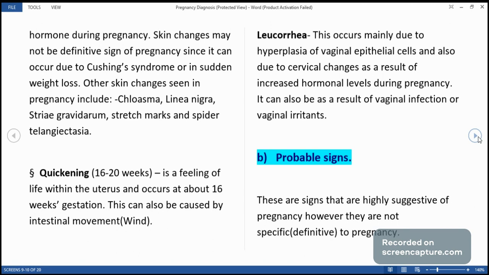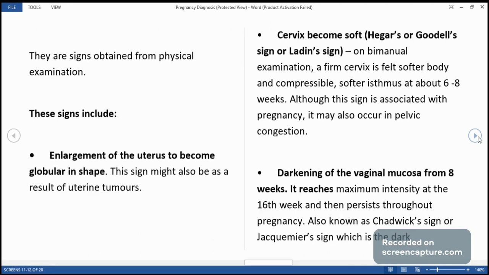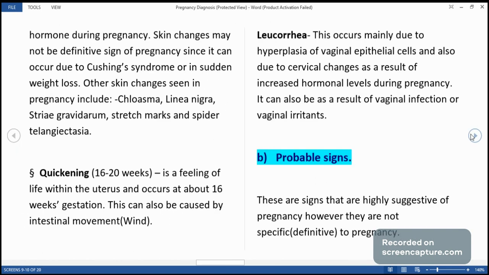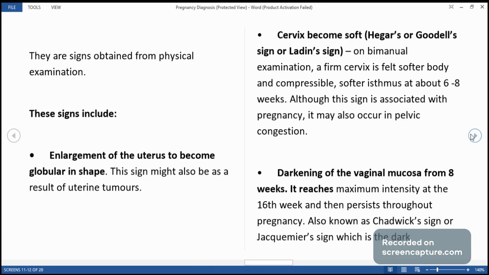Okay, so let's go to probable signs. These are signs that are highly suggestive of pregnancy. However, they are not specific or definitive to pregnancy. They are more suggestive than possible signs. So we are in probable signs now. These include enlargement of the uterus. It becomes globular in shape, and this sign might also be a result of a uterine tumor. So it is not yet a definitive sign, or what we call a positive sign.